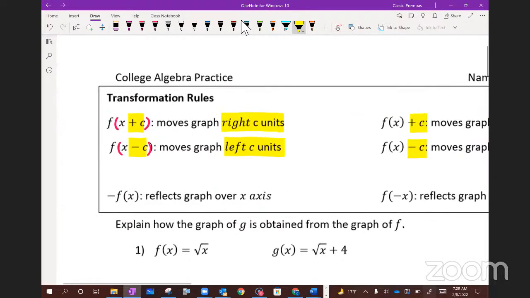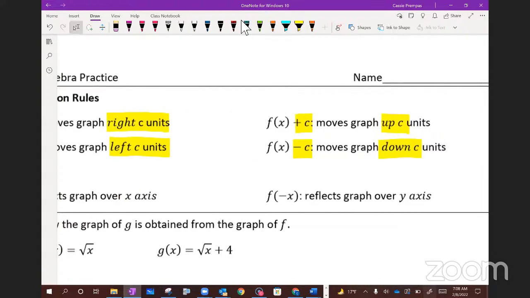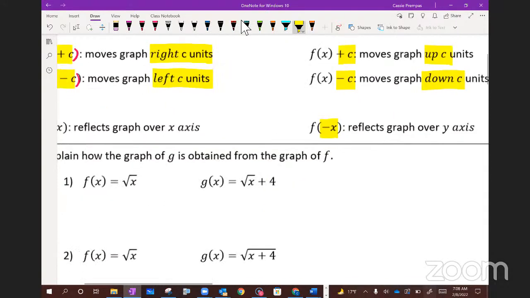And then we also looked at reflection yesterday. We looked at the algebra behind it for all of these transformations, but a reflection over the x-axis will have the opposite of the output. And then reflection over the y-axis has the opposite with the input, so with the x. Okay, so now let's just make sure we can do these descriptions.